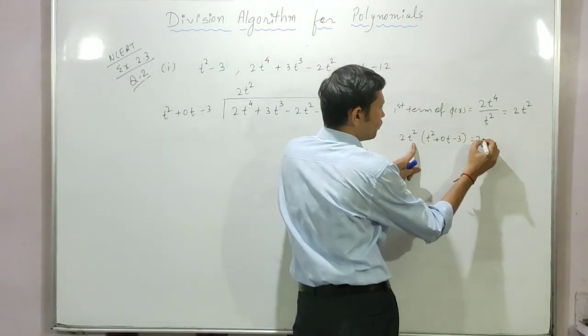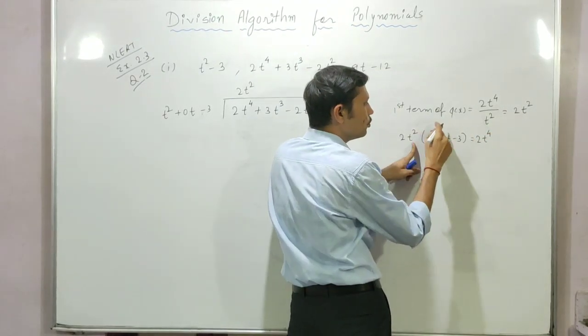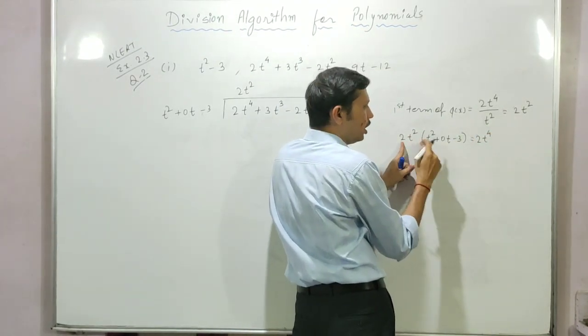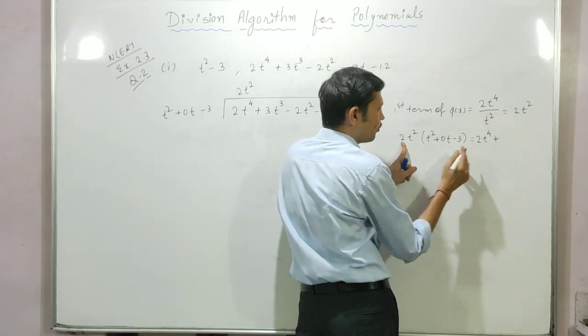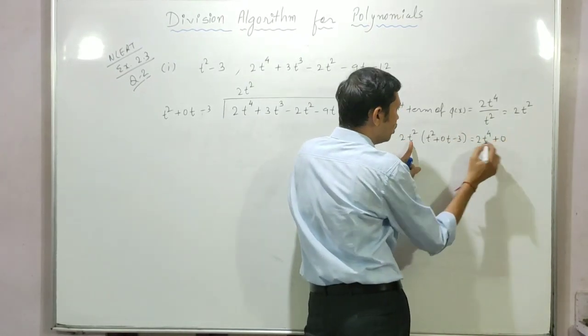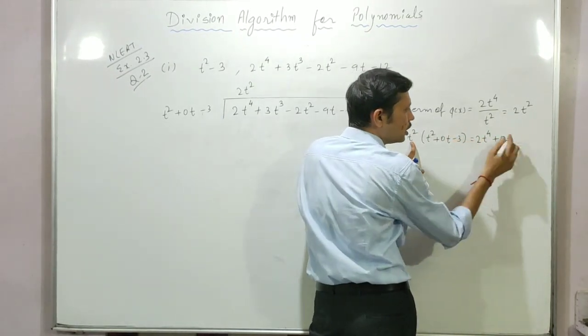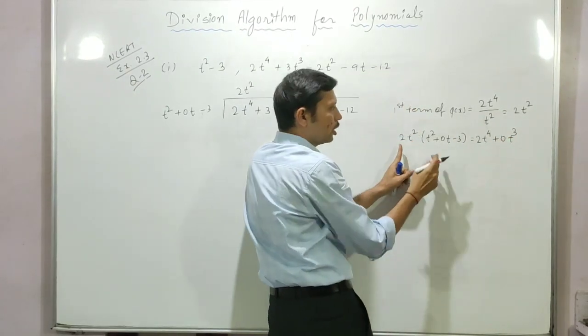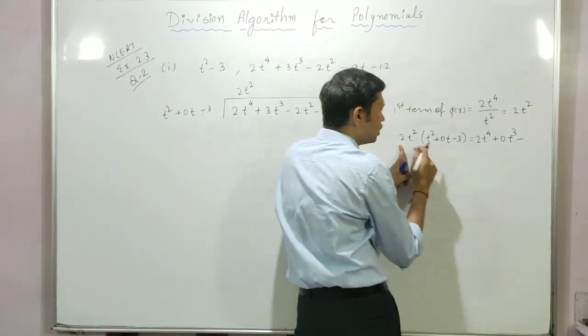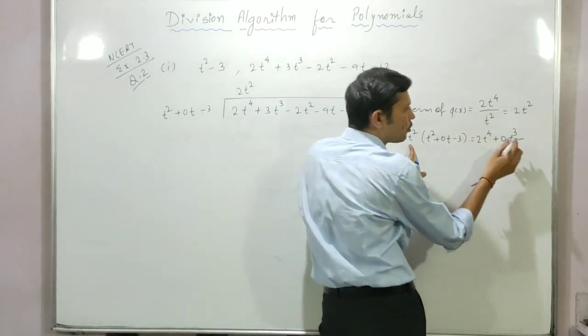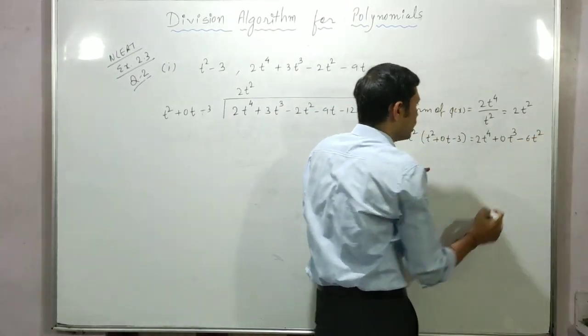So 2t the power 4, 2 power 2 multiply. Okay, then plus 0 multiplied to 0, t square multiply with t, it's a t cube, then plus minus minus, 2 3s are 6 and t square, 6t square.